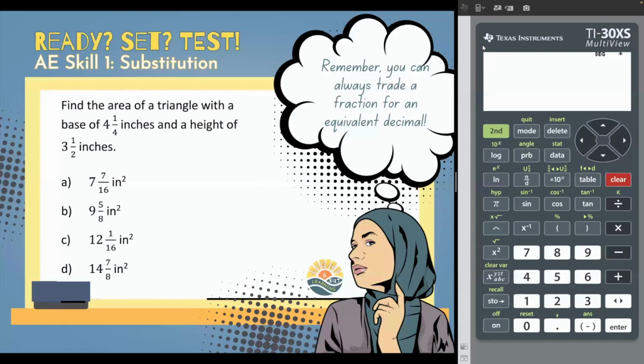Look at that. Find the area of a triangle. I see that language, area. I see that language, triangle. I get super excited because I know we've got area formulas on the GED formula sheet. So let's go find the area formula we need.